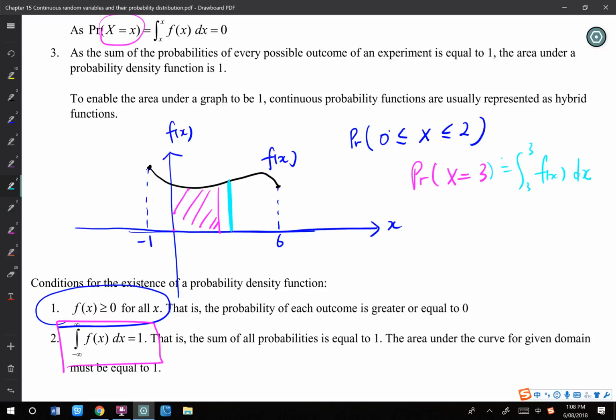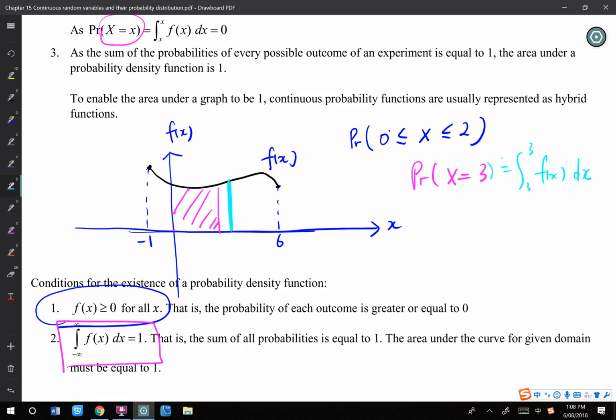What's the probability that x equals 7, for example? 0. I can't have probability more than 6. I can't have probability less than -1. Same as the water bottle question: I can't have water below 0, and I can't have water above 600 mils. So they are not possible to achieve, and I will have probability 0 at those values.